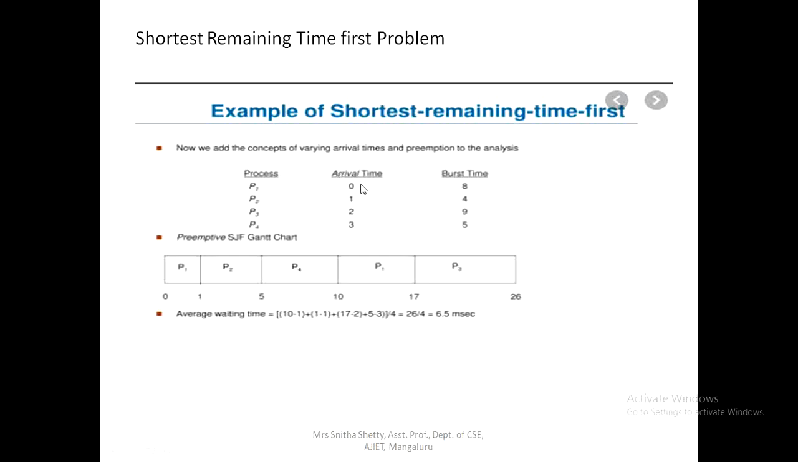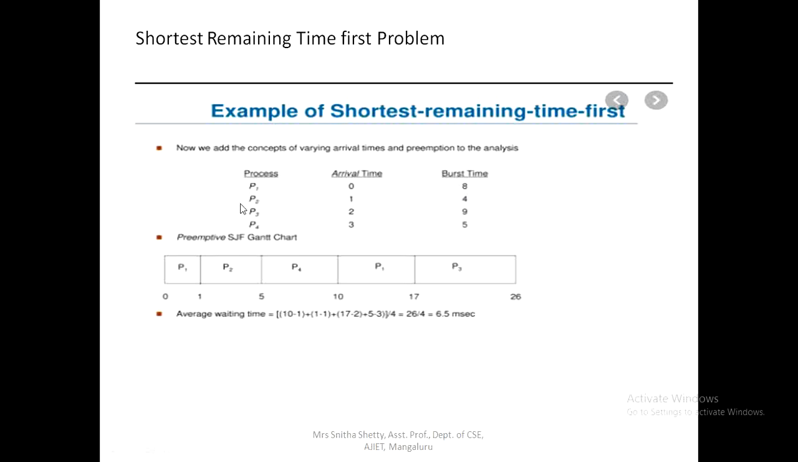At the 0th time P1 is coming, so the arrival time of P1 is 0. Assume P1 will execute for one unit. If it executes for 1 unit, from the burst time of 8 you should subtract 1, because 1 clock cycle has finished execution. So now the burst time of P1 is 7.